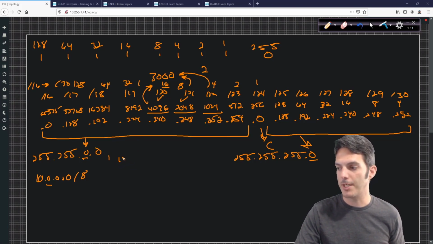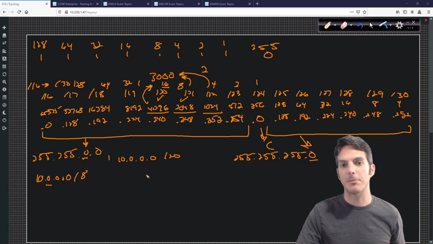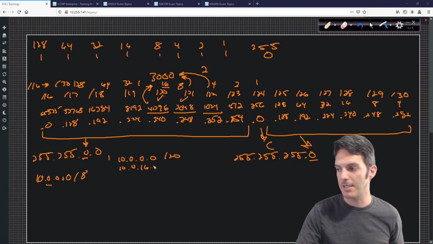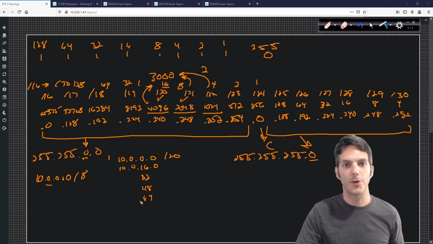So we're going to do the 10.0.0.0/20. That's going to be the address range that we allocate, which means that this becomes my range. 16 becomes my range in this octet, which means my next available subnet that I can allocate is going to be 10.0.16.0. Then the following one after that is going to be a 32, and then a 48, then a 64, so on and so forth.